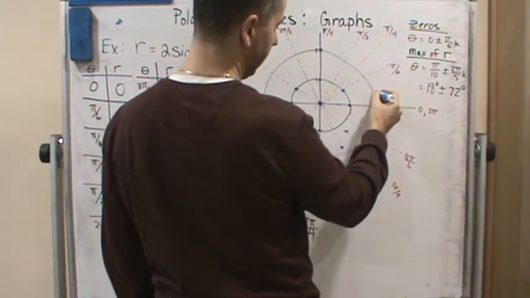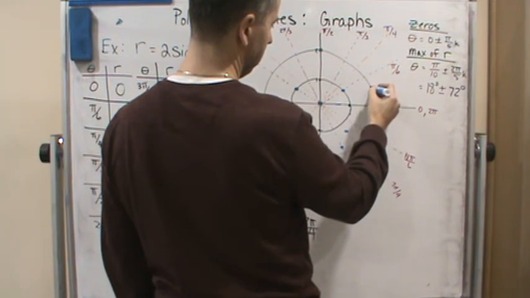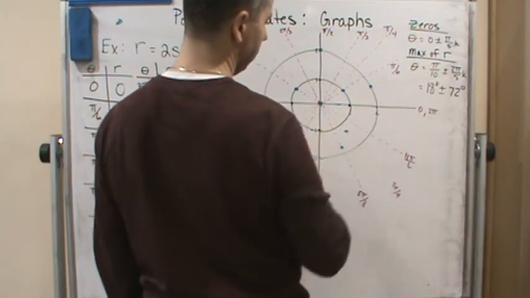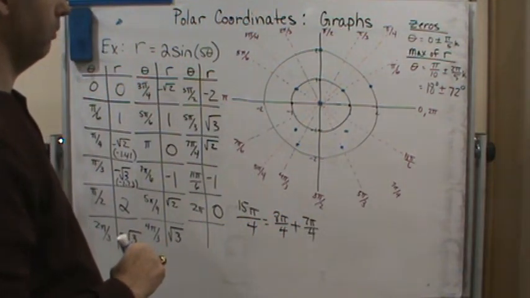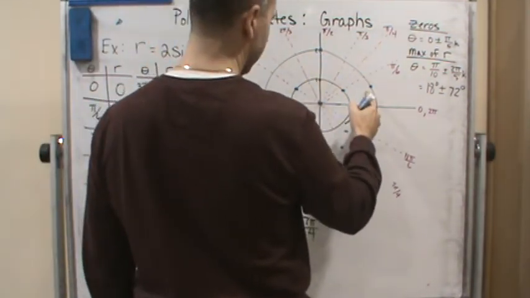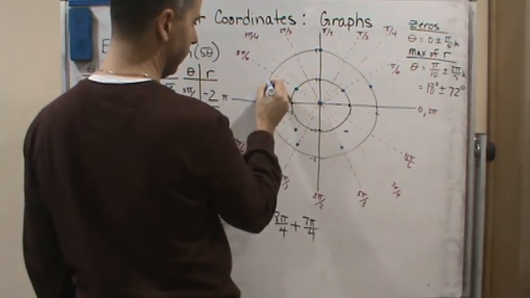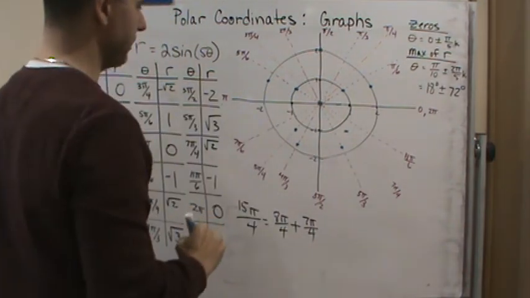So let's say 15, so that would be 15. So maybe it's right about here. And the next one is 72 degrees, 90. Oh, well, guess what? It's symmetric with respect to the x-axis, so I bet you the next one is going to be about right here. Excellent.